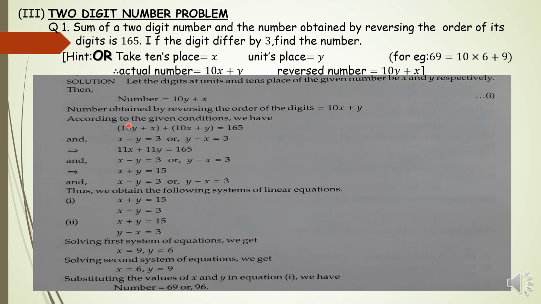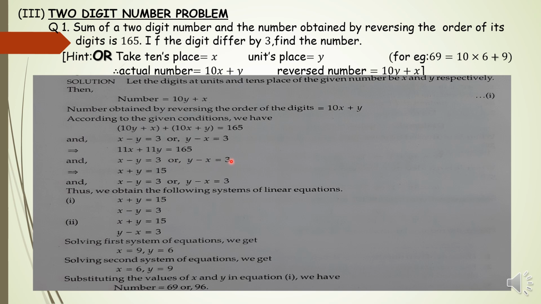And look at the question again. If the digits differ by 3, that means we can write x minus y is equal to 3. Or another condition we can also say is y minus x is equal to 3. So, two conditions will arise.